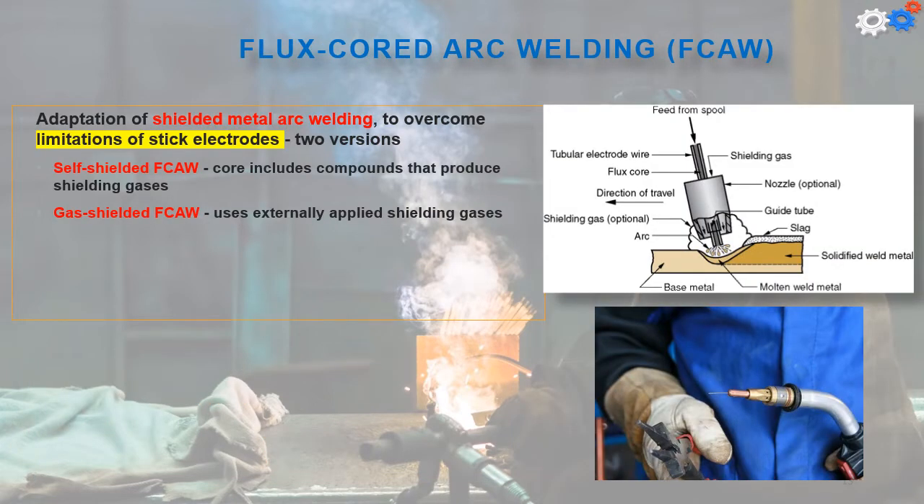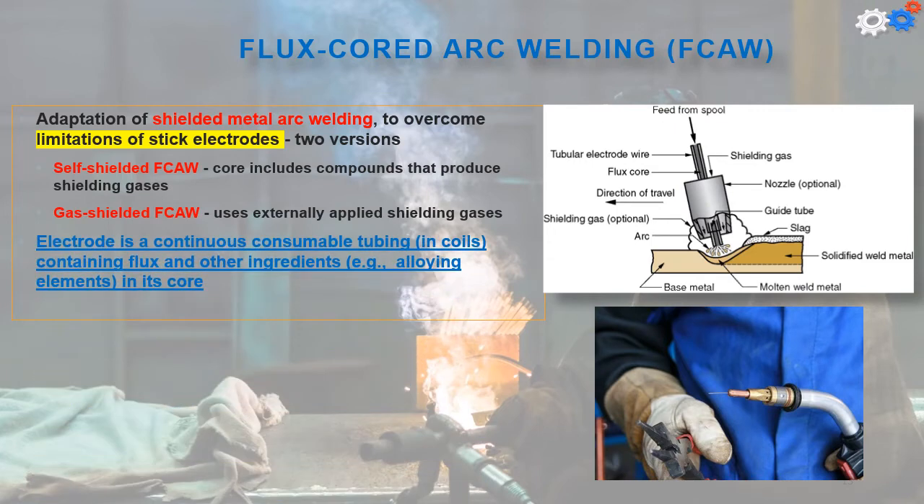Flux-cored arc welding is an adaptation of shielded metal arc welding to overcome the limitation of the stick electrodes and has two versions. The first one is self-shielded flux-cored arc welding, where the core includes compounds that produce shielding gases. The second type is gas-shielded flux-cored arc welding, which uses externally applied shielding gases.